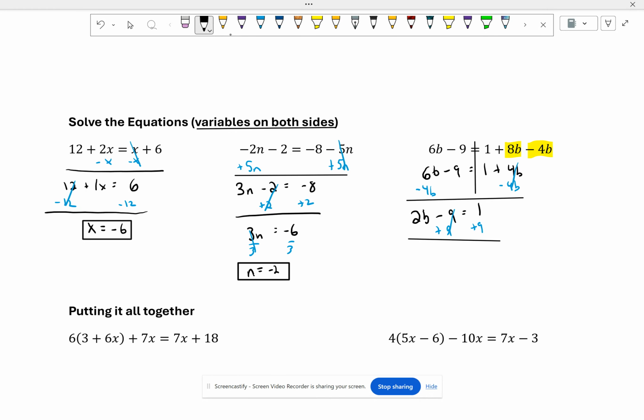The negative 9 plus 9 is 0, so I'm left with 2b plus 0, or just 2b. And 1 plus 9 is 10. And then divide both sides by 2, and we're going to get b equals 5.